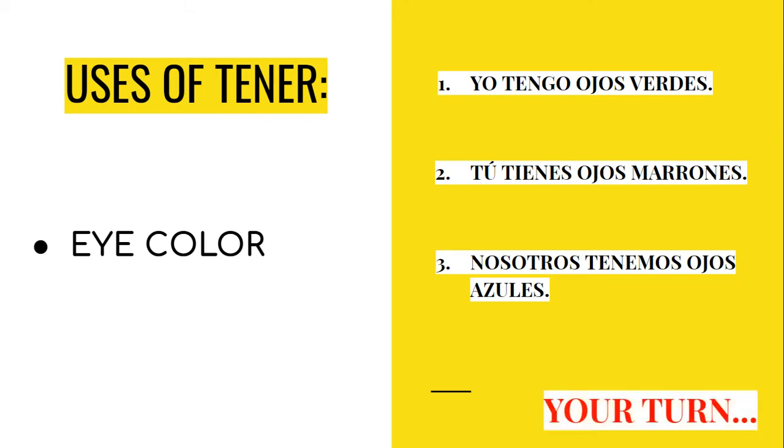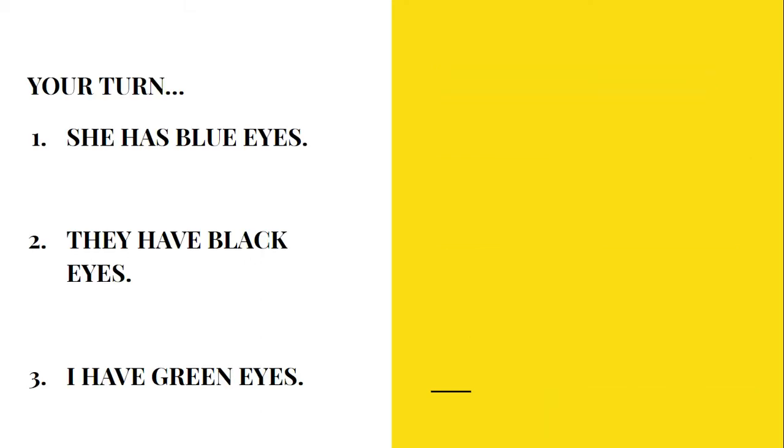So now it's your turn. Again, I want you to read these and I want you to talk it out or think about it, and I want you to pause the video before we come up with the answers. So she has blue eyes. They have black eyes. I have green eyes. Pause the video.